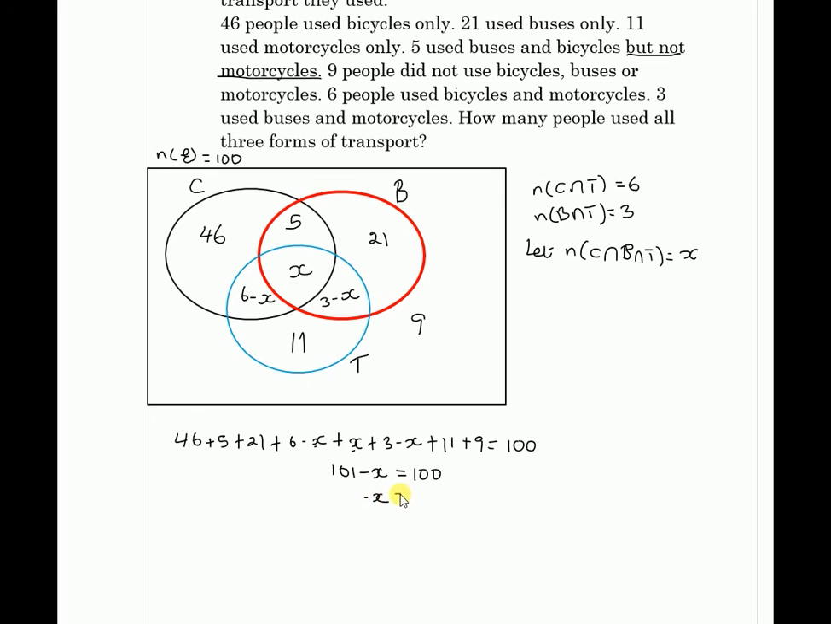Now negative X is equal to 100 minus 101. Negative X is equal to negative 1. Negative X over negative 1, such that X is equal to 1. Therefore, the number of elements in C intersection B intersection T is equal to 1. How many people used all 3 forms of transport? That is that one.